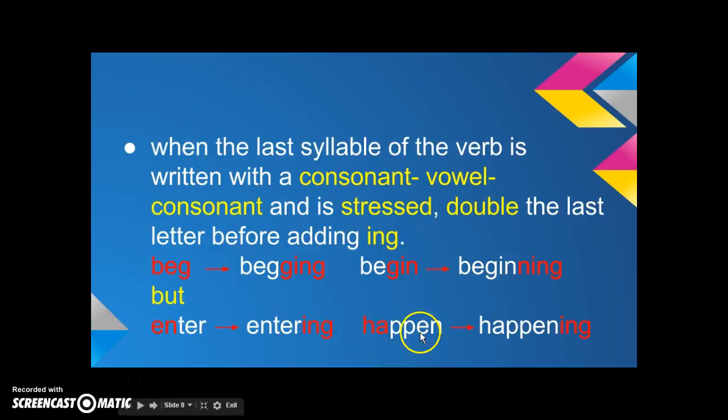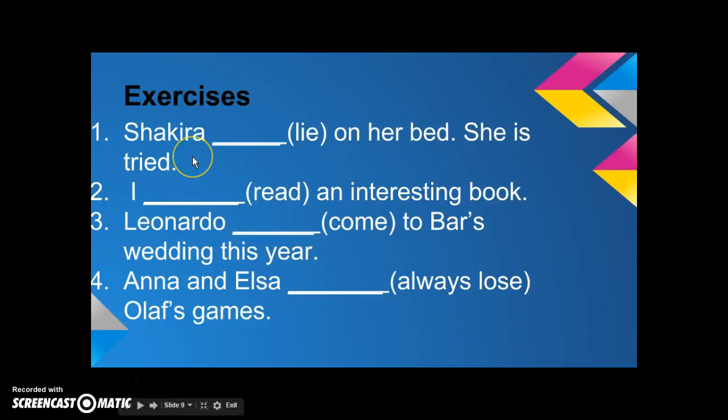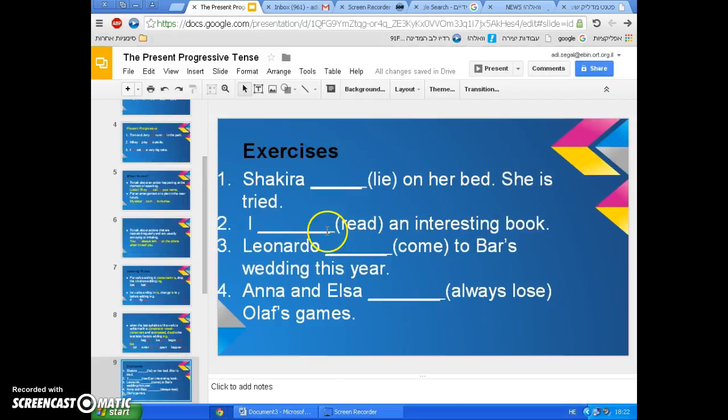Same with happen. The first syllable is the stressed one and not the last one. That's why we do not double the N, we just add ing. Here are some exercises for us.